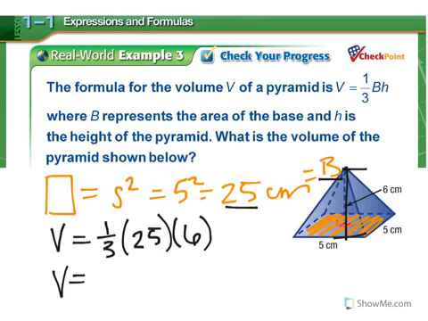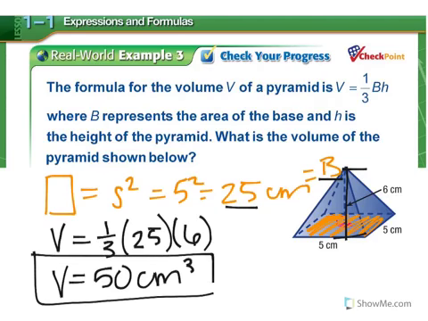When you multiply 1/3 times 25 times 6, you get 50 centimeters cubed. And it's cubed because it is volume. And you must make sure that you put your units. Now, for the last one, you will try it.